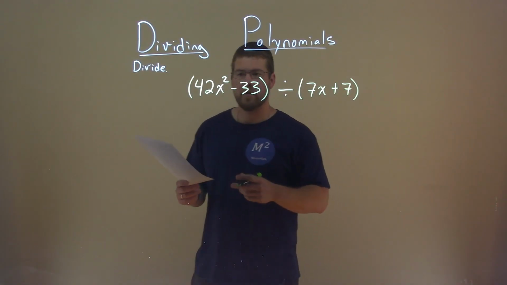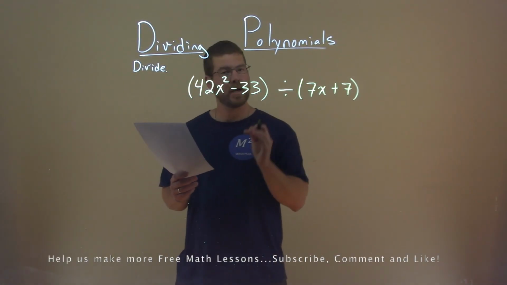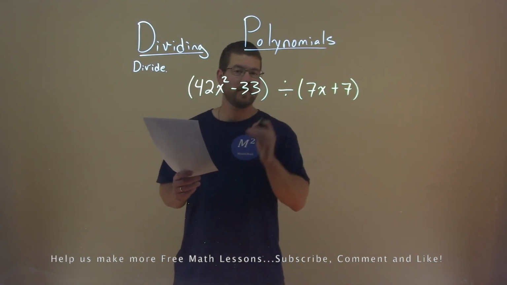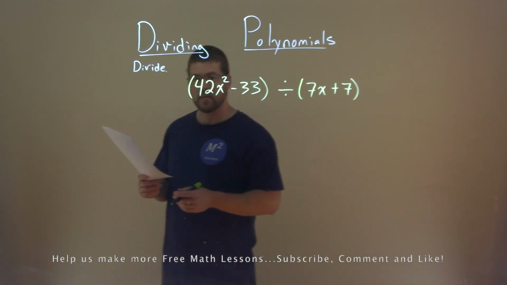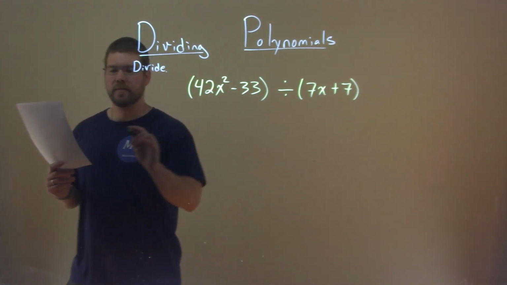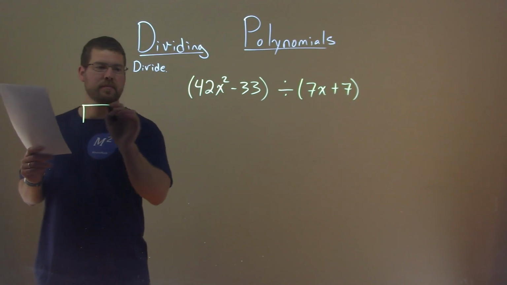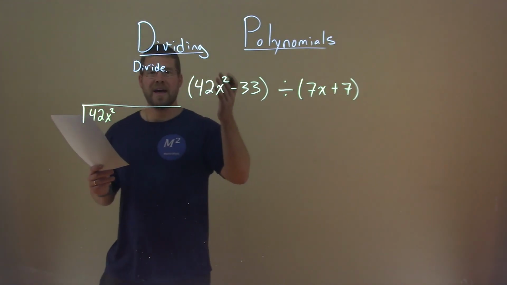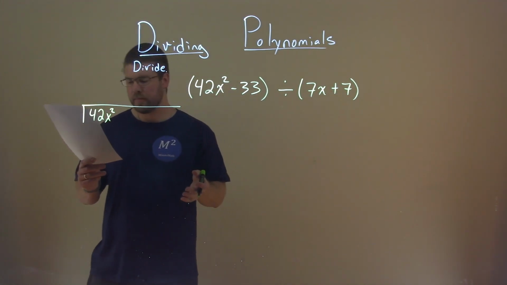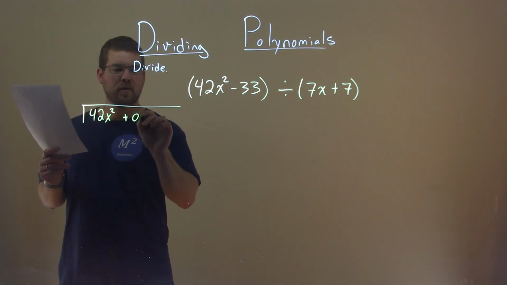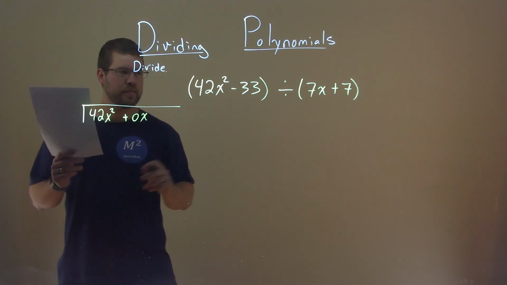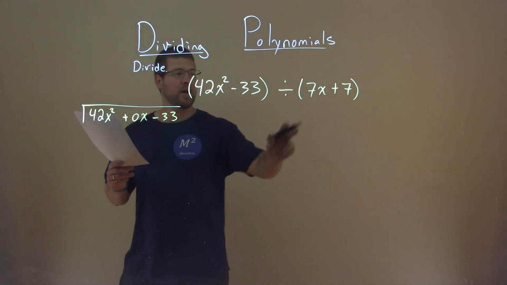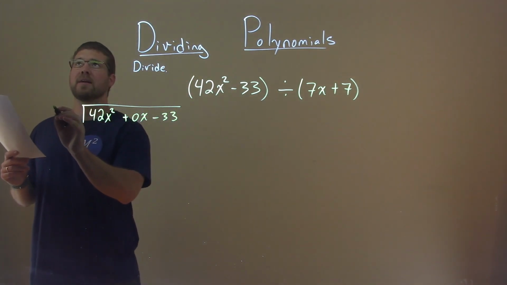We're given this problem right here, 42x squared minus 33 divided by 7x plus 7, and we need to divide these two. Well, let's go set up some long division. We'll start with the first part. It's going to go inside here, 42x squared, but notice there's no x value. It just jumps to minus 33. So we're going to put a plus 0x here. It's important to have that place value. Then we can put a minus 33. This is being divided by 7x plus 7. Put that out here.